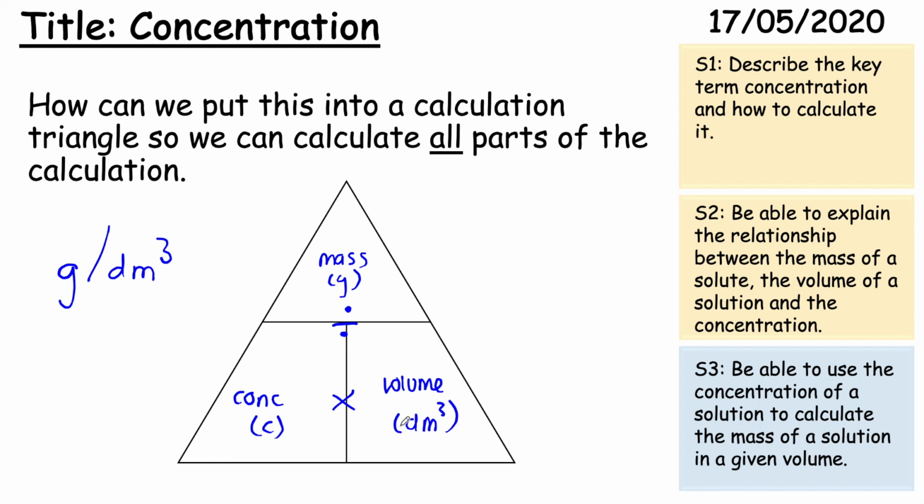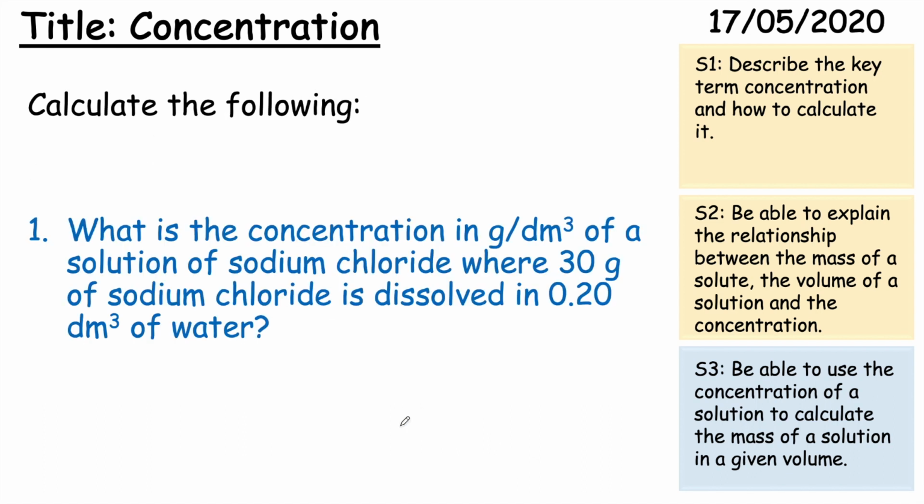Now let's put this into practice. So we've got an example here. What is the concentration in grams per decimeter cube of a solution of sodium chloride where 30 grams of sodium chloride is dissolved in 0.2 decimeter cubed of water? Well, concentration is grams per decimeter cubed. Grams divided by volume. So grams is 30 grams divided by whatever the volume is in decimeter cubed, in this case 0.2. And if we do that calculation, we'll get our concentration, which is 150 grams per decimeter cubed.